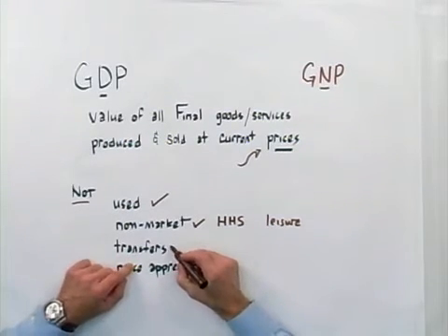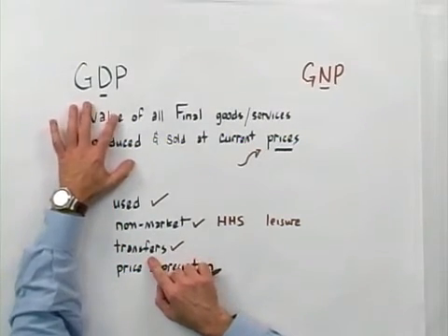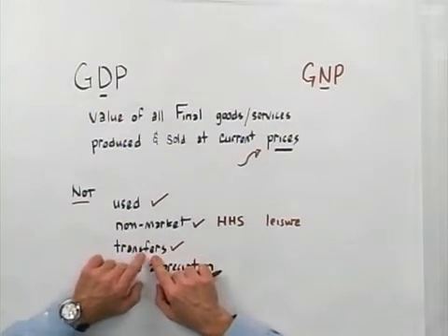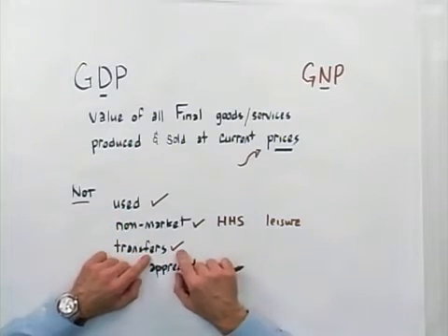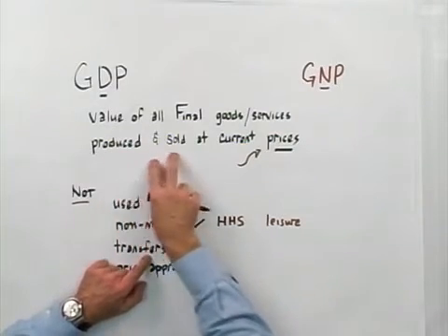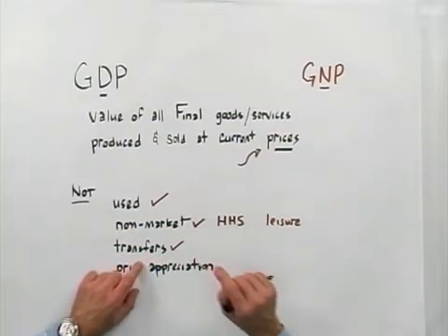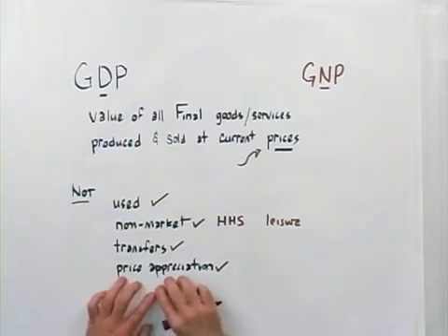GDP does not include any transfers. So what are not included in GDP are any payments from the government for unemployment, for Social Security, for pensions and other things, because these transfers will already have been counted in something else that's been produced and sold. And lastly, GDP does not include price appreciation.